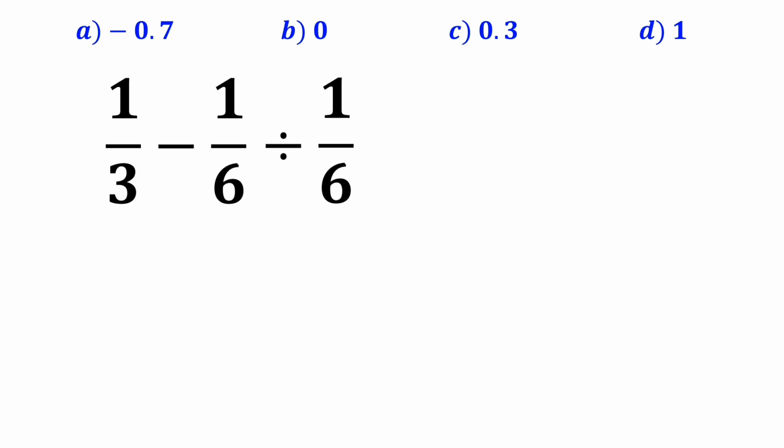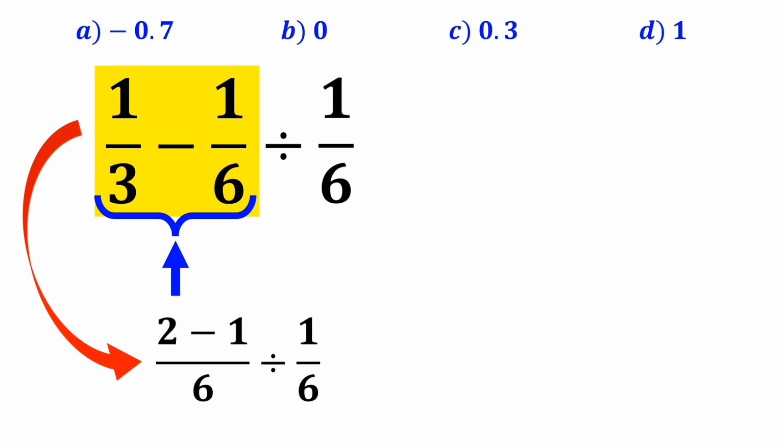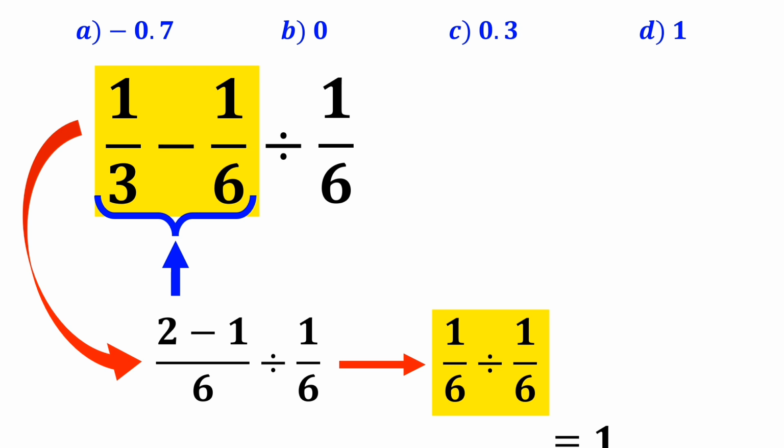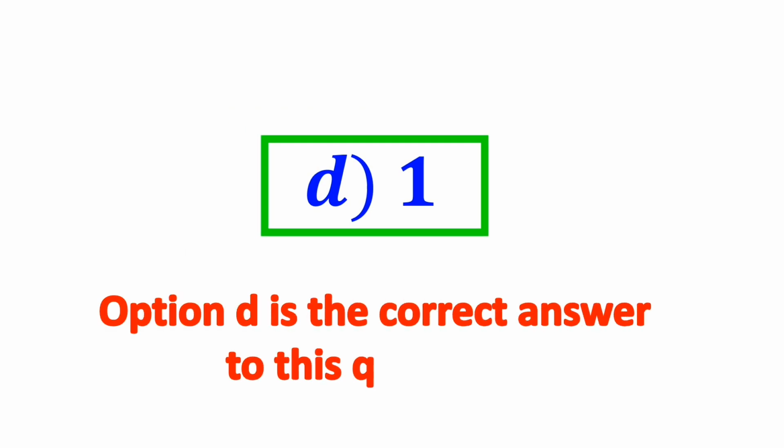Many people, when trying to solve this question, immediately go for the expression 1/3 − 1/6, which I have highlighted in yellow. They quickly find a common denominator and rewrite this expression as (2 − 1)/6 ÷ 1/6, which simplifies to 1/6 ÷ 1/6, and they say that in the final step, the result of dividing these two fractions is 1. Then, without any hesitation, they say that option D is the correct answer to this question.